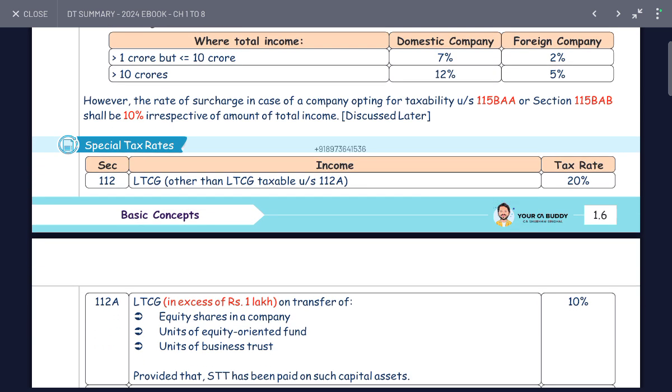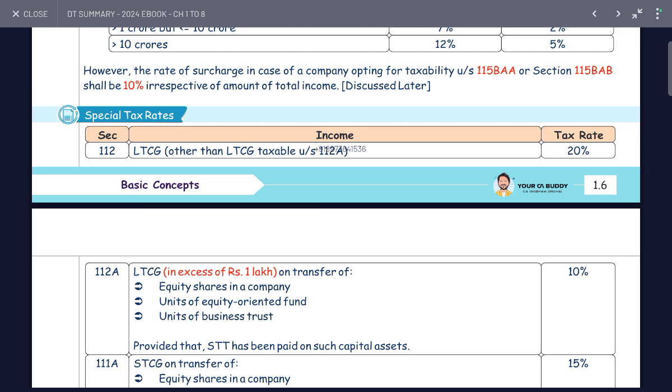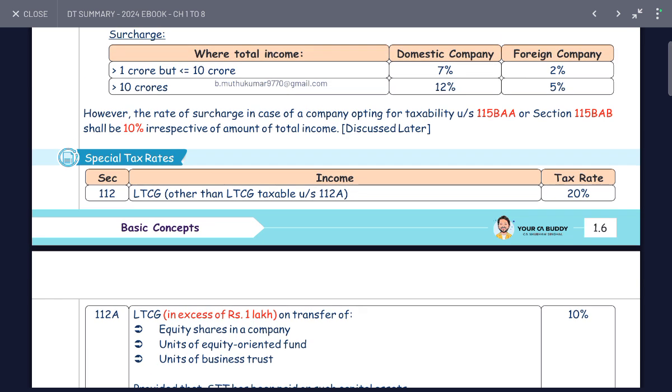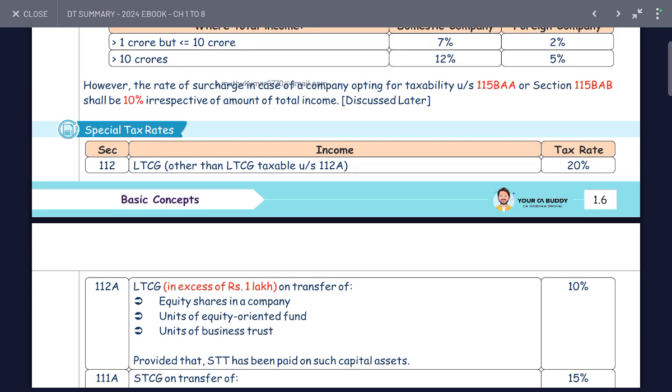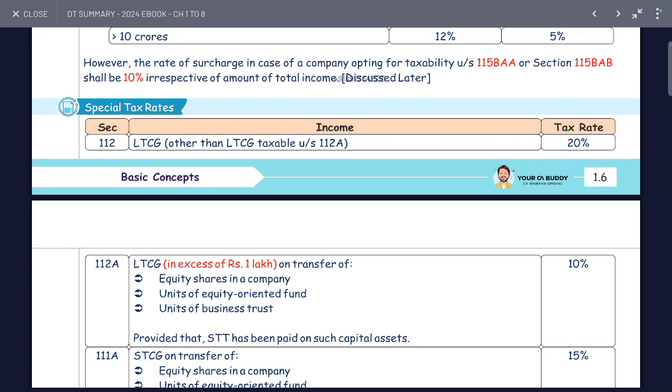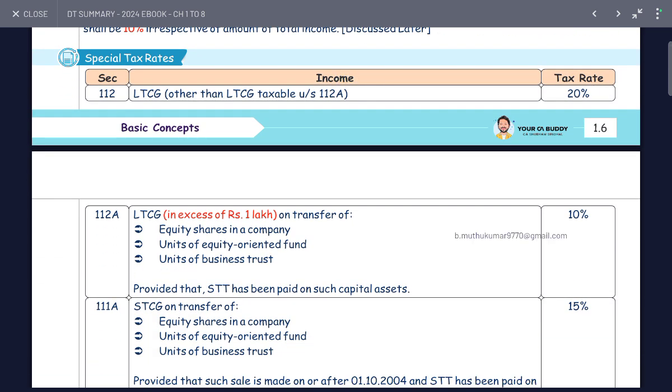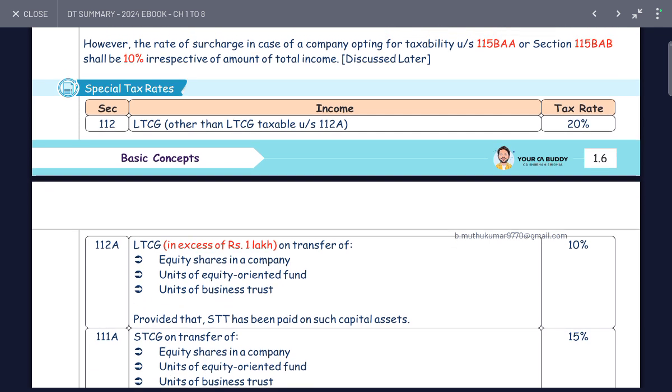5%. However, the rate of surcharge in the case of companies opted to be taxed under section 115BAE and section 115BAB shall be 10%, irrespective of the amount of total income. Special tax rates: section, income and rates.